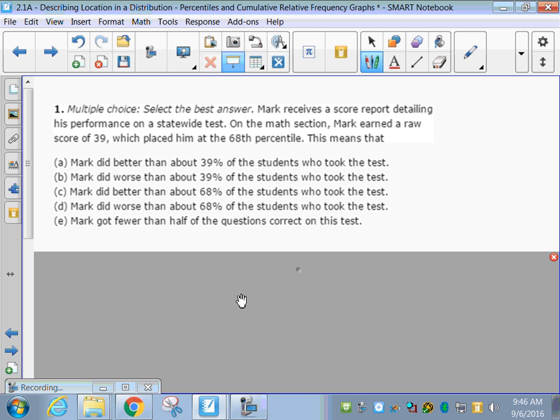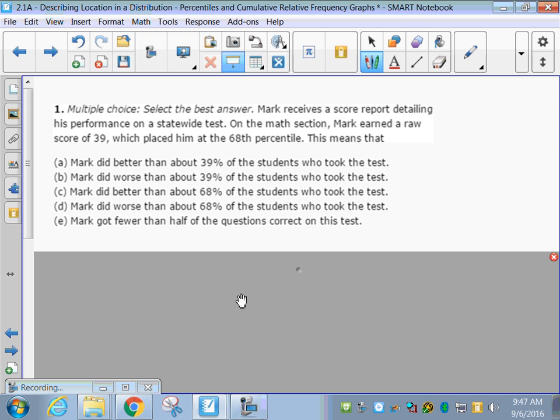All right, so let's see if we can do a couple quick questions. Mark receives a score report detailing his performance on the statewide test. On the math section, Mark earned a raw score of 39, which placed him at the 68th percentile. All right, so what does that mean? A, Mark did better than about 39% of the students who took the test. B, Mark did worse than about 39% of those that took the test. C, Mark did better than 68% of the students. D, Mark did worse than 68% of the students. E, Mark got fewer than half the questions correct.